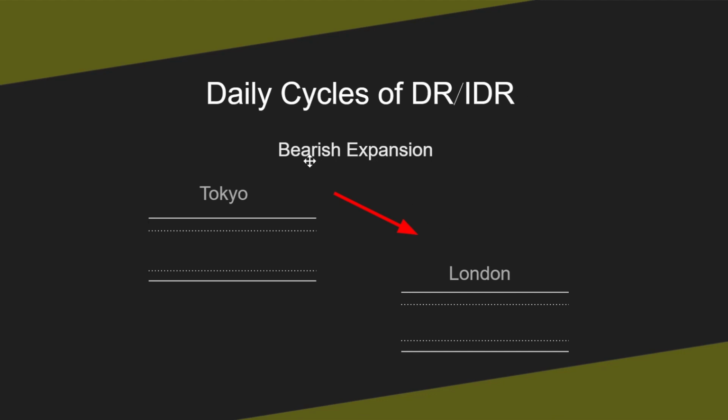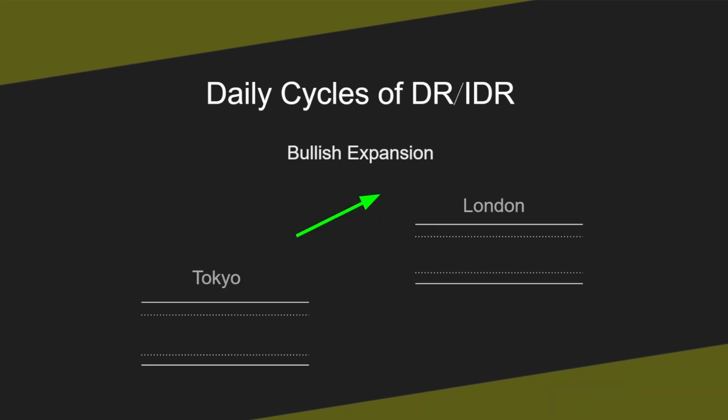The first one is going to be a bearish expansion. So if you look at the Tokyo DR and IDR range, and then the London DR and IDR range is below the Tokyo range, our bias is bearish. This is known as a bearish expansion. Conversely, a bullish expansion is when the London range is above the Tokyo range. We are now bullish in our bias, and we are assuming that price will break out above. And if it does, we are taking a trade because our bias shows us that the trend is going up.